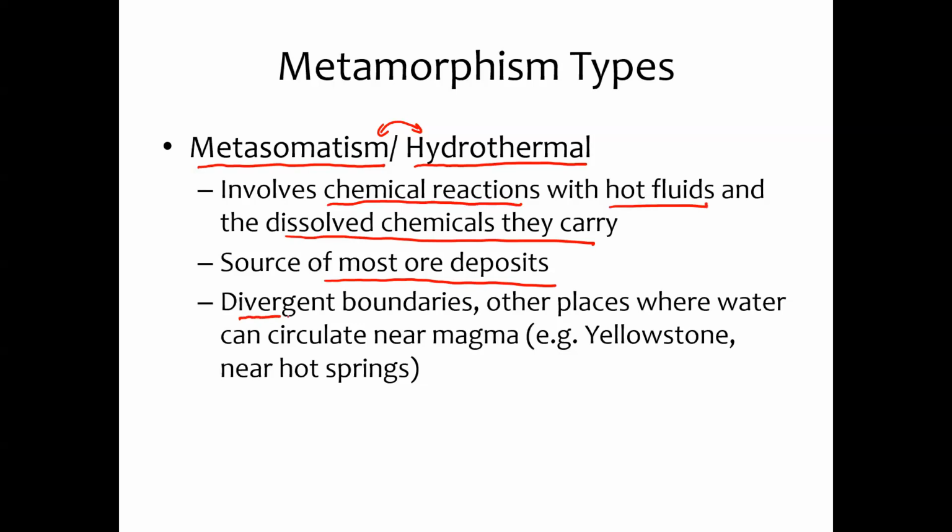We looked at how they can form at divergent boundaries at the seafloor, but they also happen in any other places where water can circulate near magma. So like hot springs, that means that you've got water percolating down, getting heated by the interior heat of Earth or even magma nearby. Yellowstone is a really good example. You've got hydrothermal processes going on in all these types of locations.